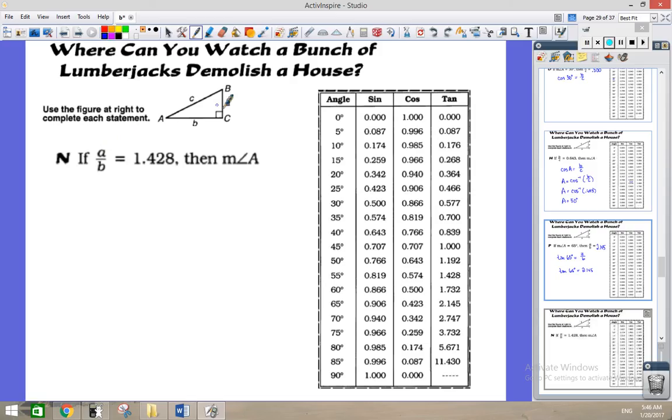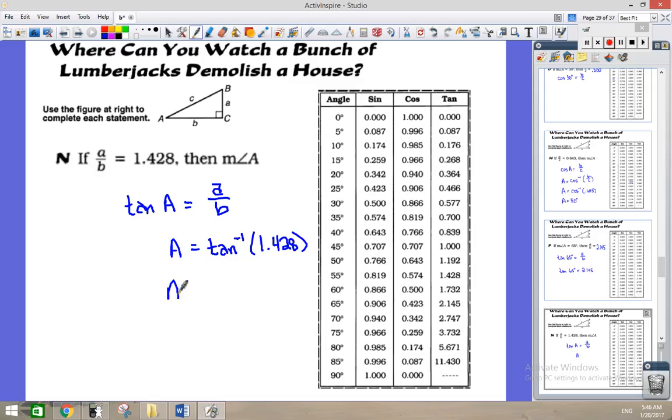With respect to angle A, A and B are the opposite leg over the adjacent leg. So the tangent of angle A is the ratio A over B. They give me that ratio. So to solve for angle A, the idea is the inverse tangent, and this ratio in decimal form is 1.428. So the input into this function is the ratio, and I look and try to find it, and the output is this angle measure at 55 degrees. The measure of angle A is 55 degrees.